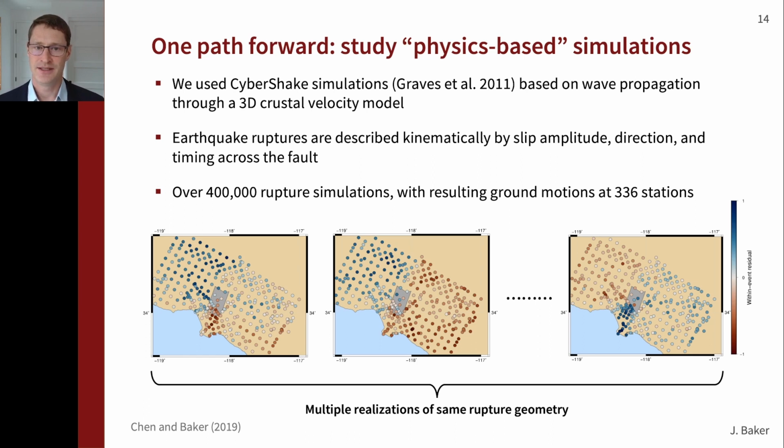Importantly, these CyberShake simulations include multiple simulations of earthquakes with the same rupture geometry. So we can actually get repeat observations of nominally equivalent earthquakes where just the timing and locations of the slip are varying from realization to realization. That produces differences in the ground motions in a very controlled manner that we can study statistically.